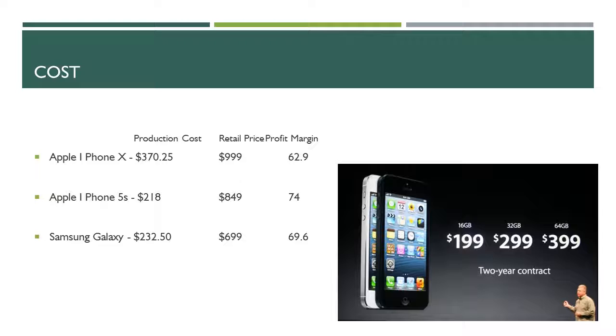Then to go a different route here, I chose to do a different company, so I chose to do Samsung Galaxy, which is actually one of the newer phones here, so you can do kind of a cost comparison. And the production cost of that is $232.50, and they sell theirs at a little bit lower of a price at $699, leaving them a 69.6% profit margin.